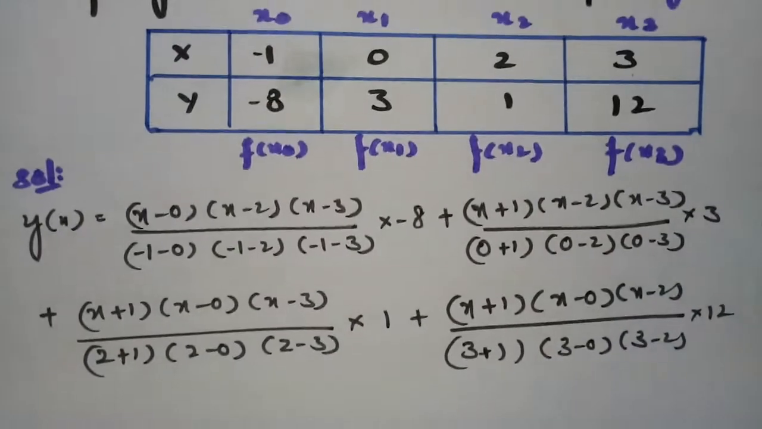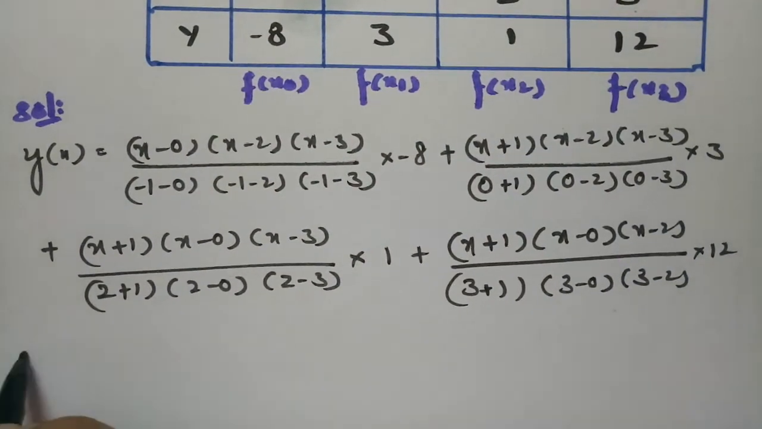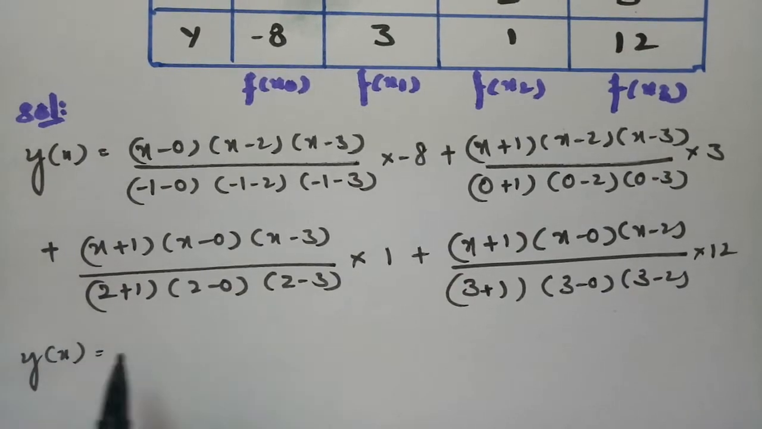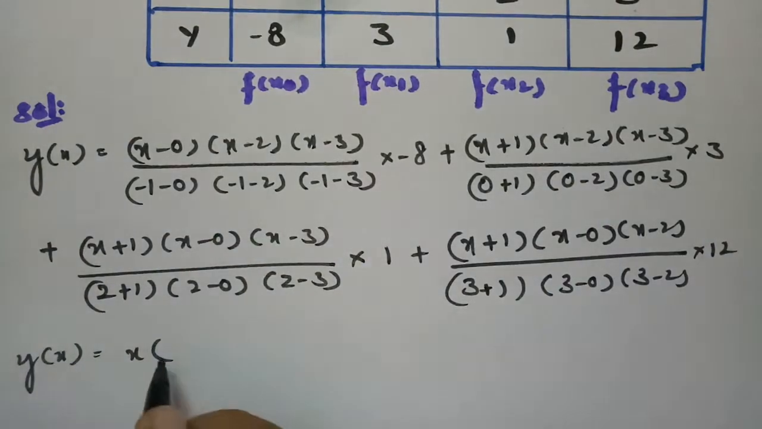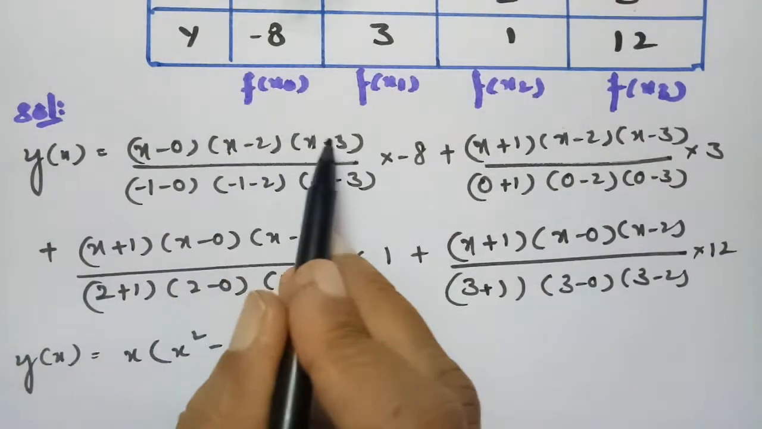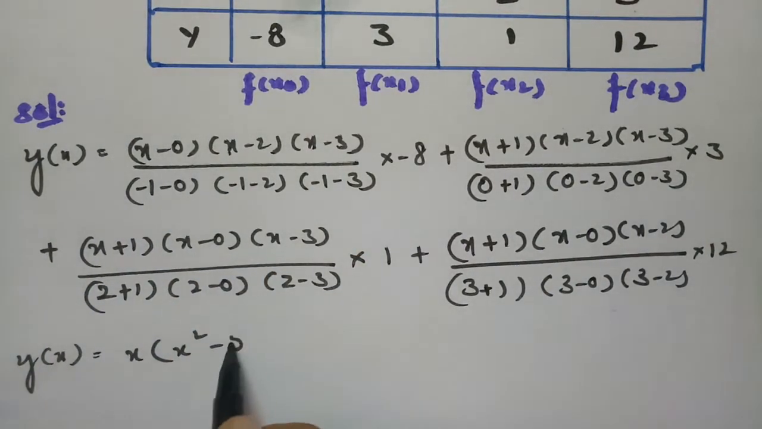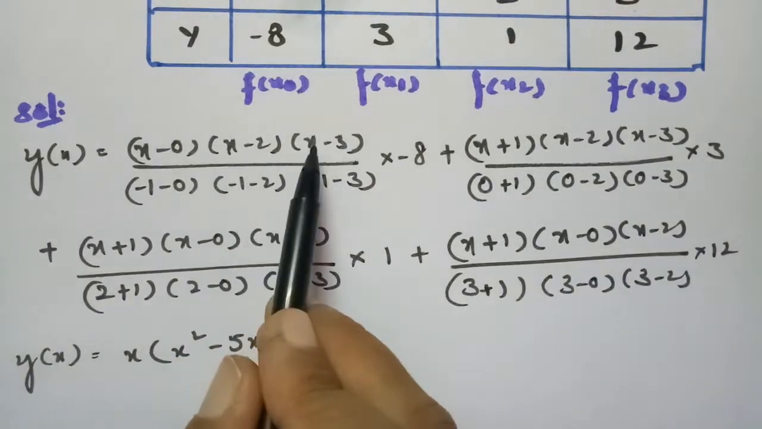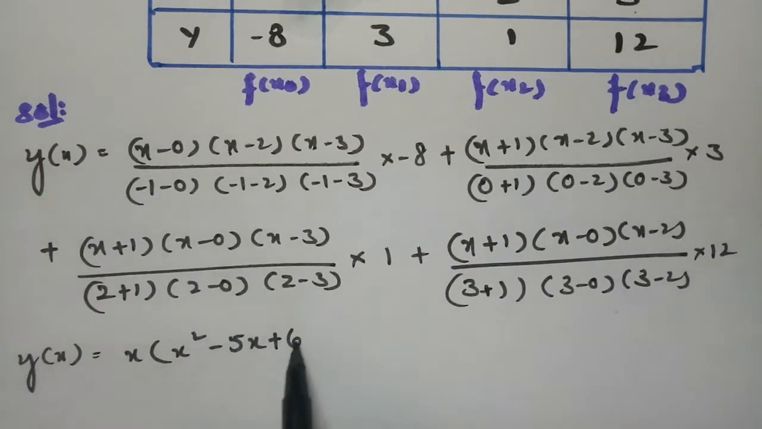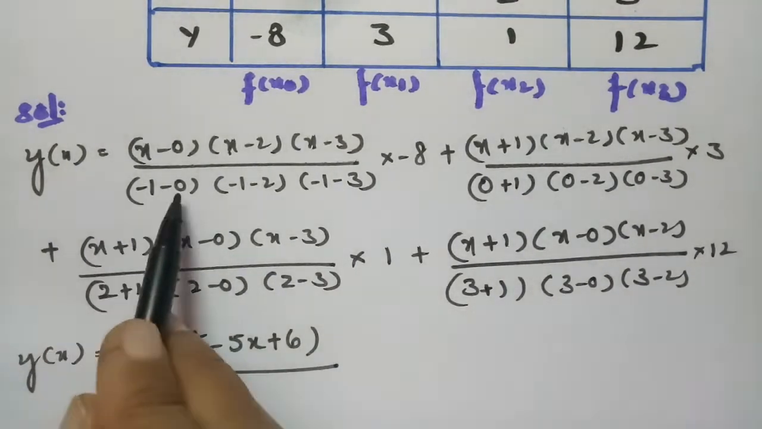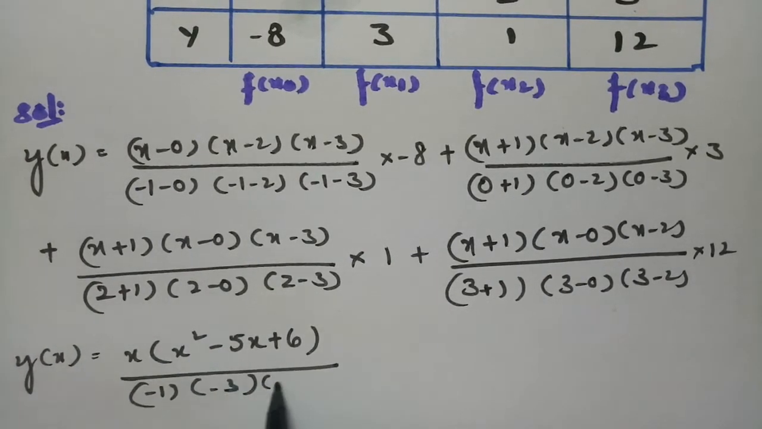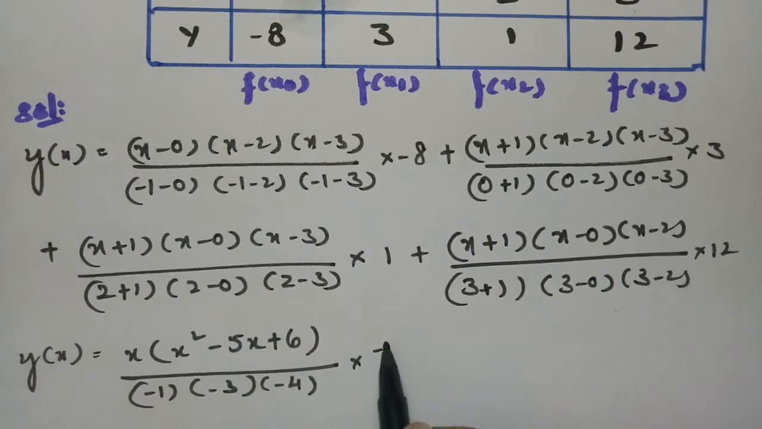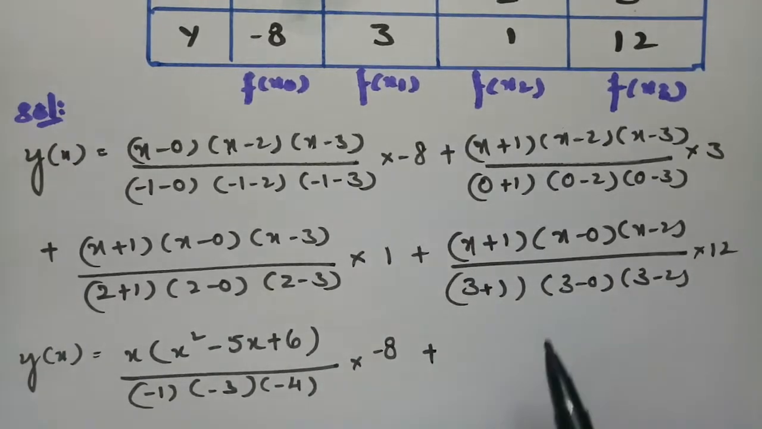Now I have to solve all these. So y at x is equal to, this value is x. If I multiply, this will be x square minus 3x minus 2x, which is minus 5x, minus into minus is plus, 2 3s are 6, divided by, here the values are -1, so this is -3 and this is -4, into the value -8, plus.